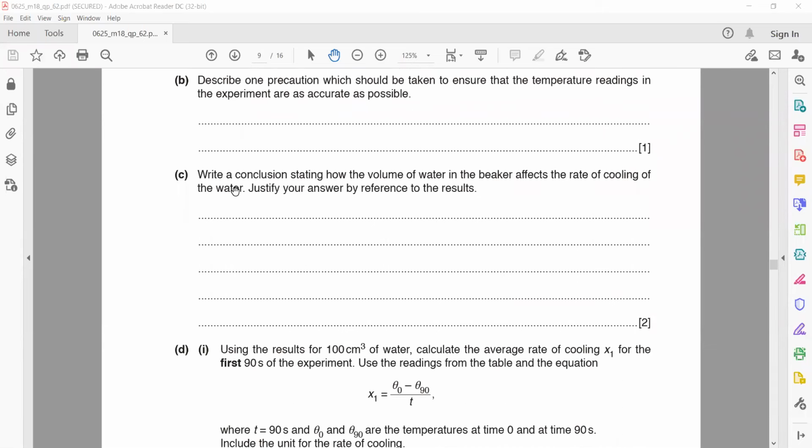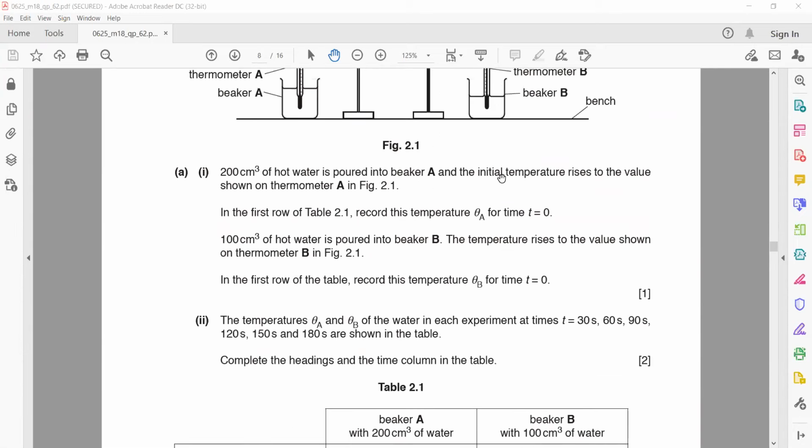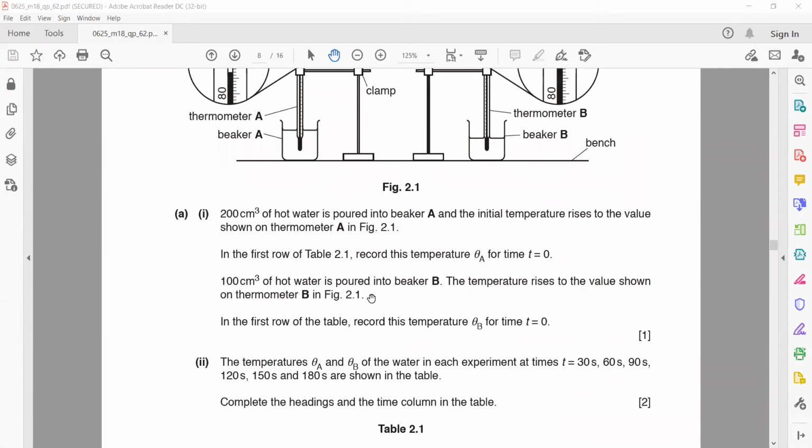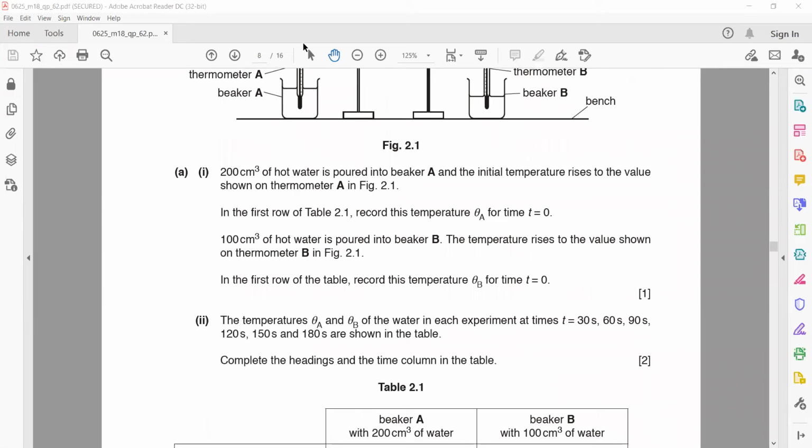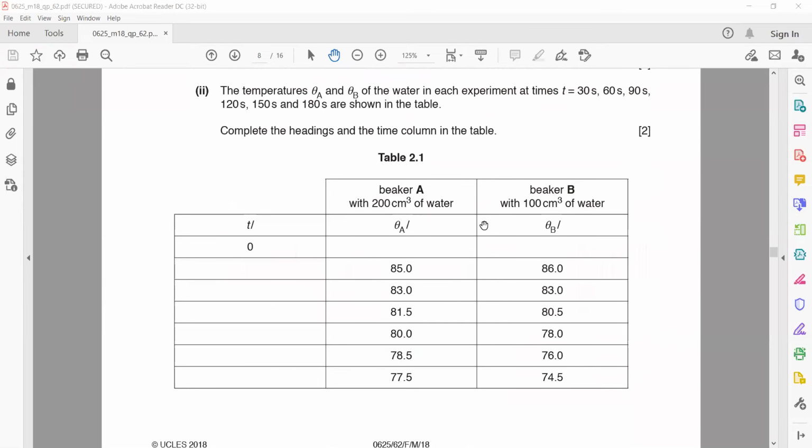The next part: write a conclusion stating how the volume of the water in a beaker affects the rate of cooling of water. Justify your answer by reference to the results. So in the first one we took 200 cm cube, and in the second experiment we took 100 cm cube. So in A and B, this is 200 and 100. The starting temperature was 87, and the other starting temperature is 89.